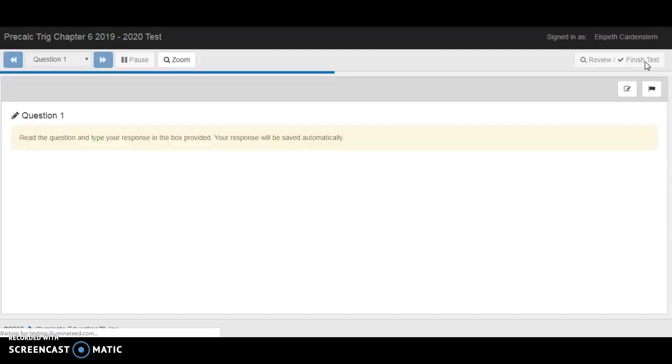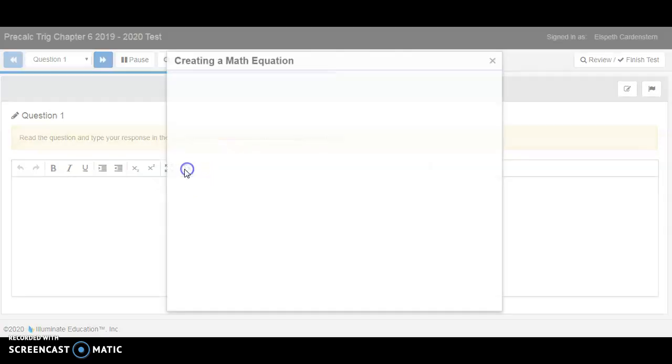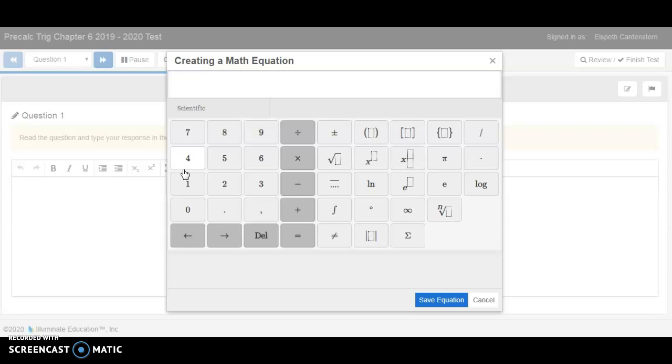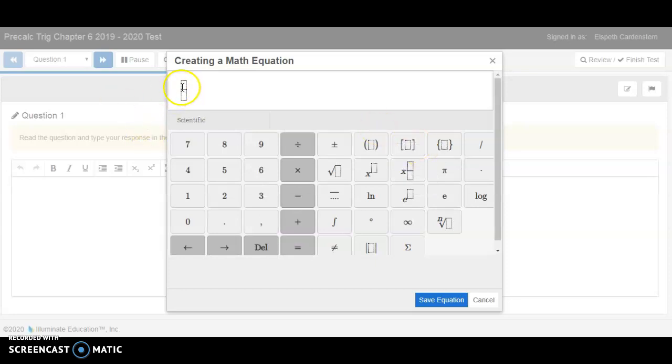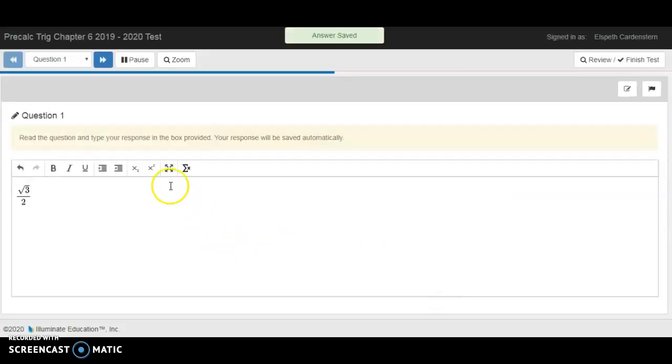But when you press begin test, any question that looks kind of like this, you're going to see this symbol, create a math equation. So say your answer needed to be the radical of 3 over 2. So I can type in the radical, so a fraction, and then the radical 3, and then over 2. And so just move your mouse kind of to allow it.